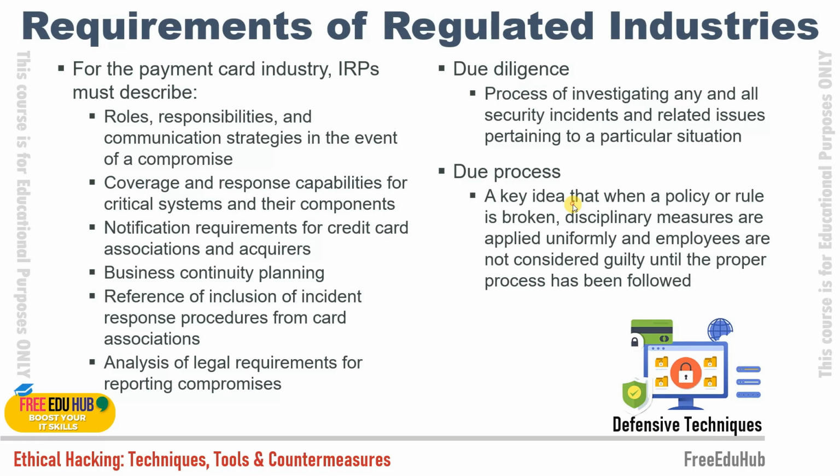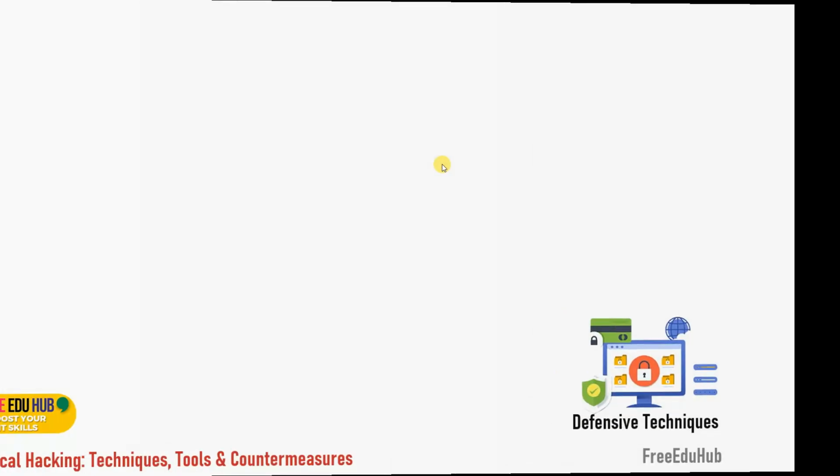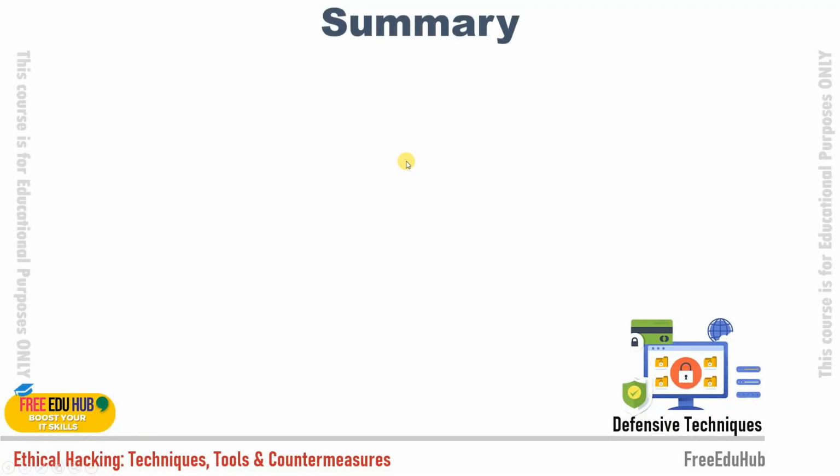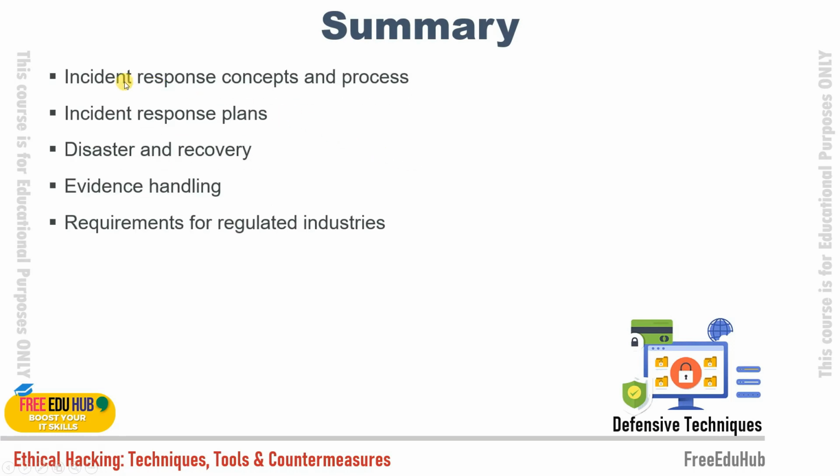Now that brings us to the end of the chapter, and the summary is that we covered incident response concepts and processes, then we talked about incident response plans, we talked about disaster recovery plans and evidence handling, etc. Finally, we talked about requirements for regulated industries. So that was our lecture on defensive techniques.